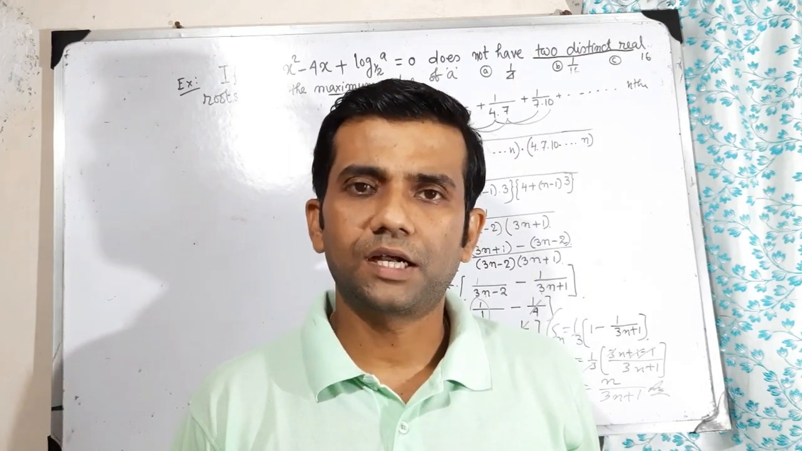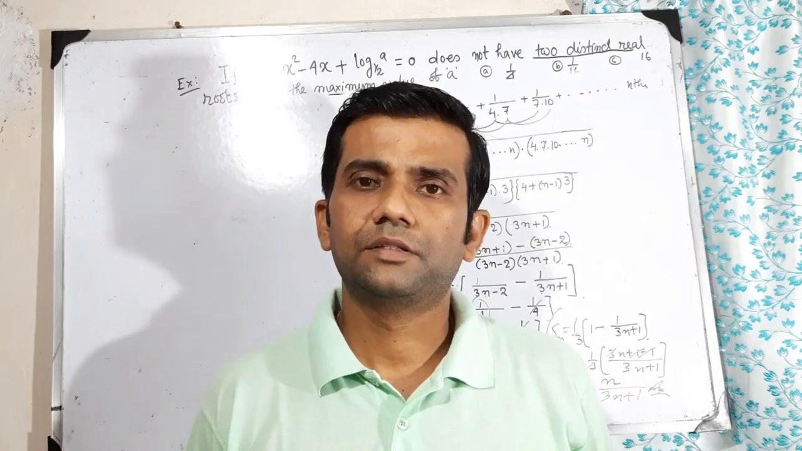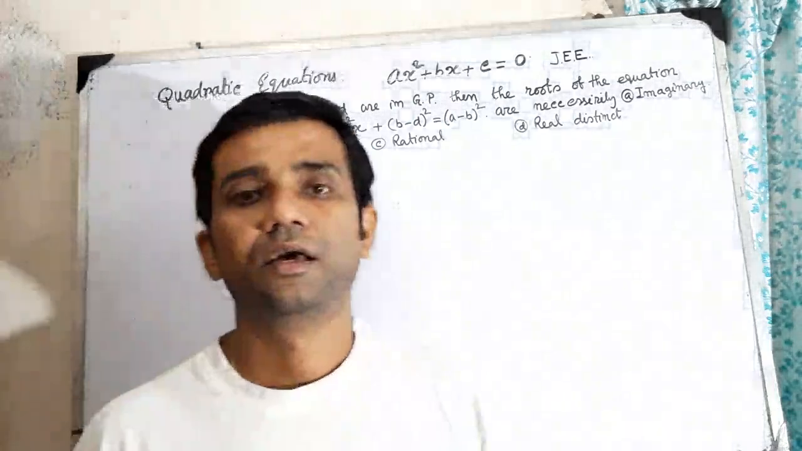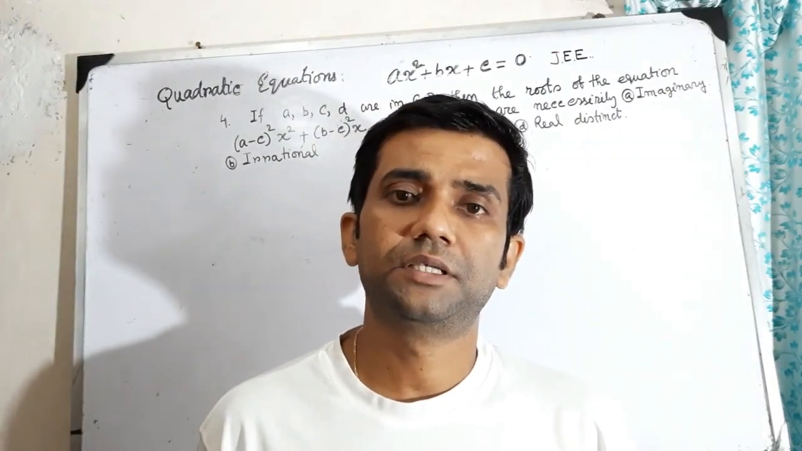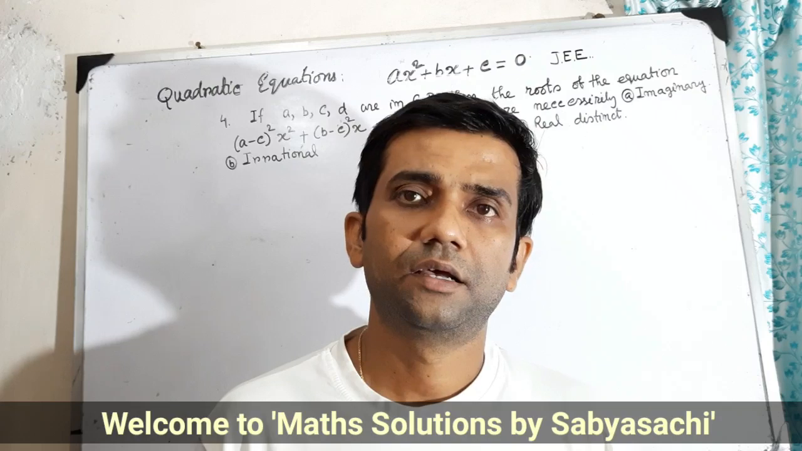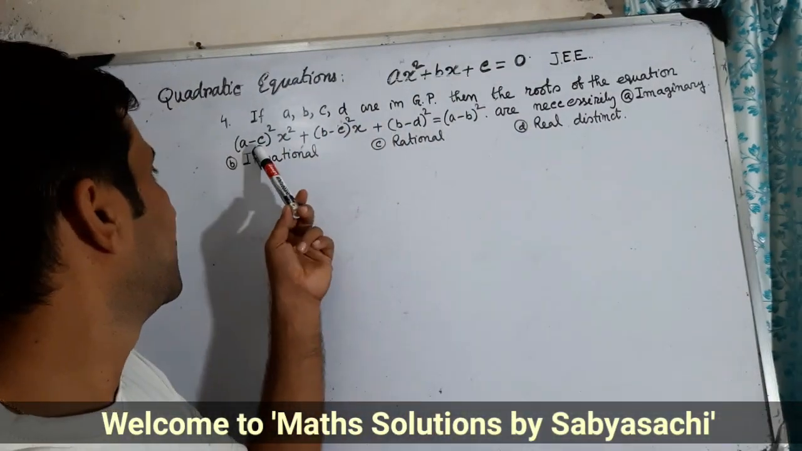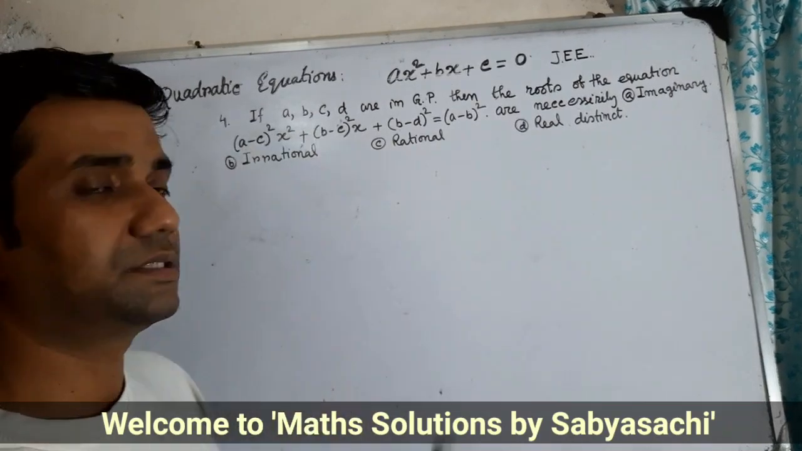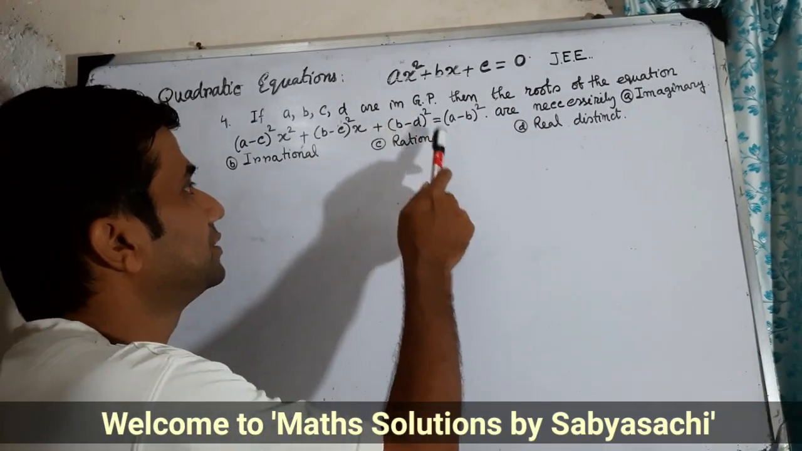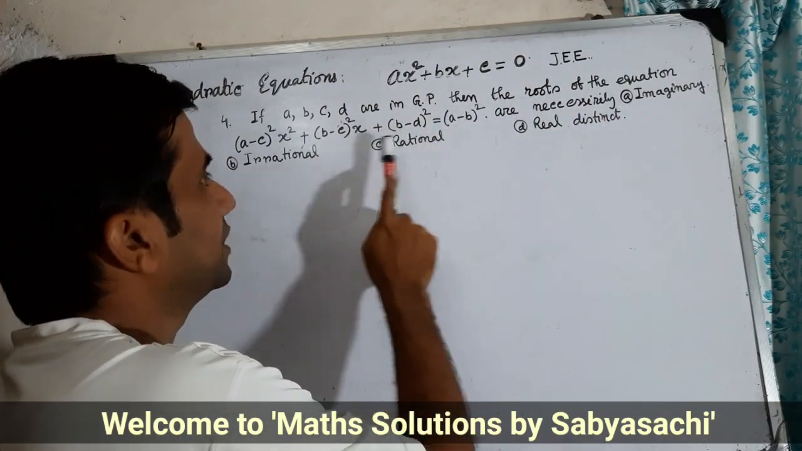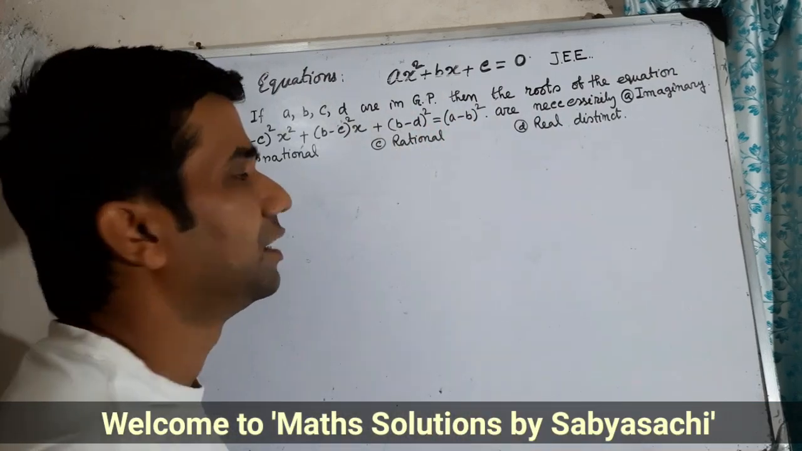Okay, now I shall start for today. The next question is, here the problem is: a, b, c, d are in GP. Then you have to show that (a minus b) whole square, (a minus c) square into x square, (b minus c) into x square into x plus (b minus d) whole square is equal to (a minus d) whole square. The roots are imaginary, irrational, rational, real and distinct.